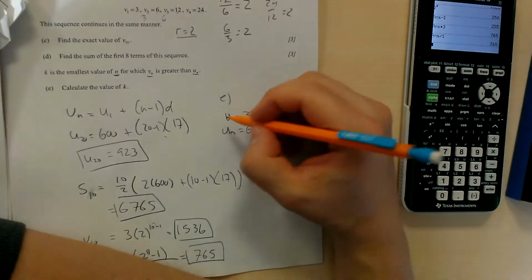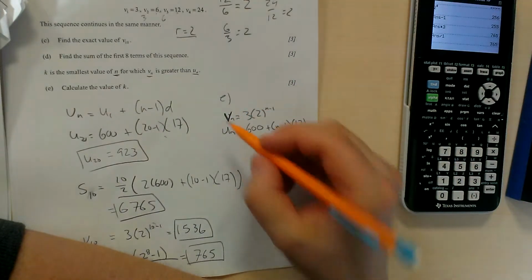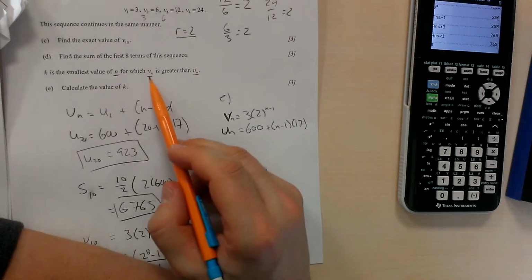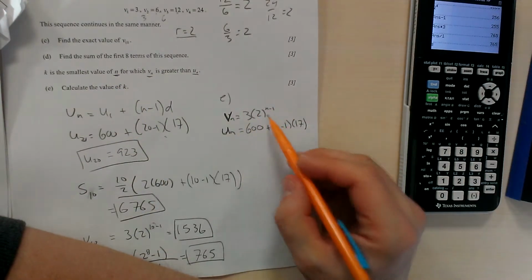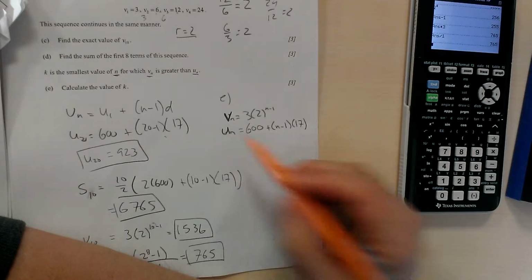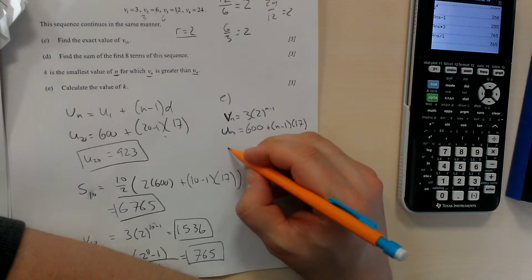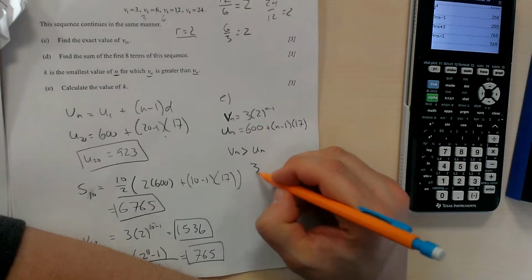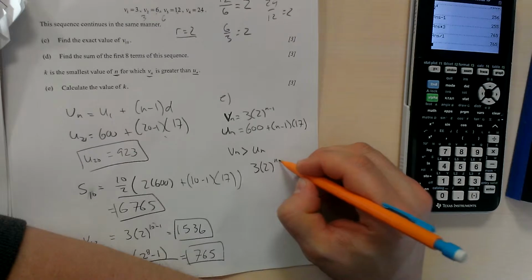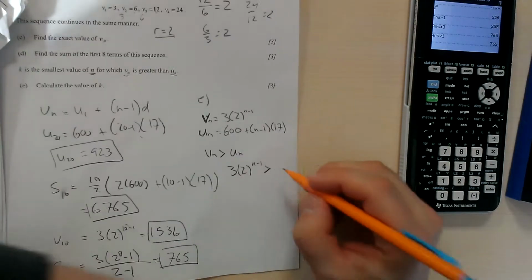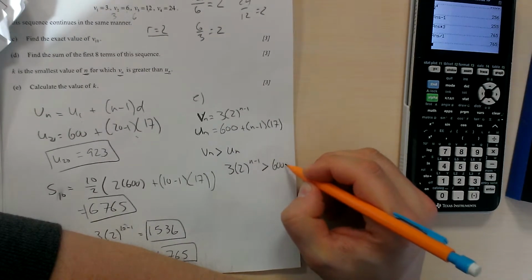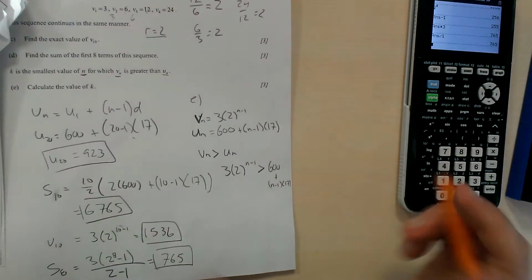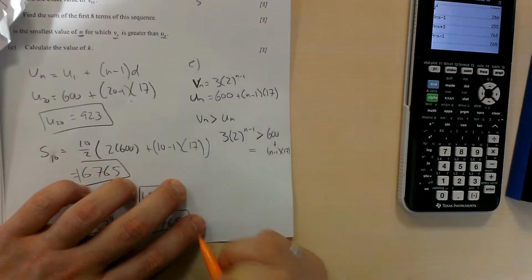So these are our two formulas. This is for v sub n, the geometric sequence. This is u sub n, the arithmetic sequence. So it says, what is the smallest n value for which this becomes bigger than this? And so we can actually set these equal to each other, or we can write an inequality. When does v sub n become bigger than u sub n? So we can plug this in to this equation. When is this bigger than this? One of the ways we can do this is, well, let's just find out when they're equal.